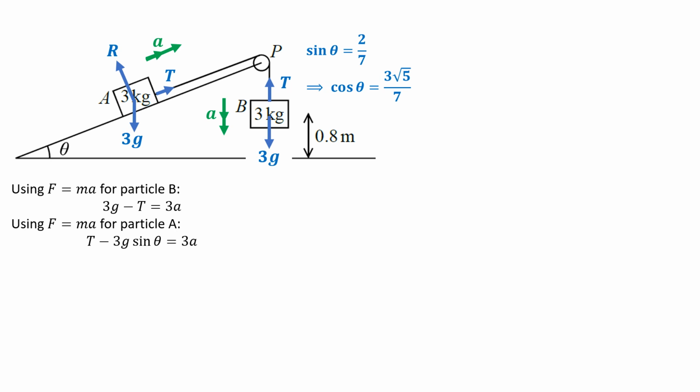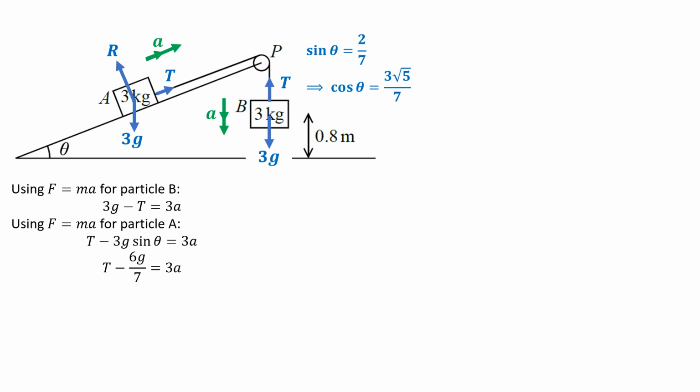For particle A, T is pulling up, 3g sine theta is pulling down. If it helps, you can draw on the additional information about the angle at particle A. So if you were to draw a dotted line perpendicular to the slope, you could convince yourself that the angle between the weight force and that perpendicular to the slope is the same as theta, and that means we need 3g sine theta to work out how much force is pulling down the slope. This can be simplified because remember in the question they told us what sine theta was. So replacing sine theta with 2/7 gives us this slightly nicer equation, and then I'm going to solve simultaneously.